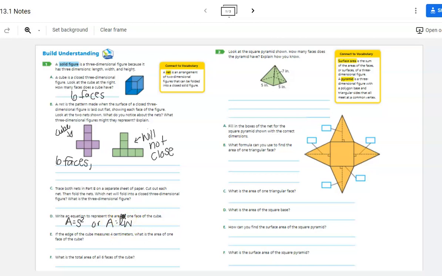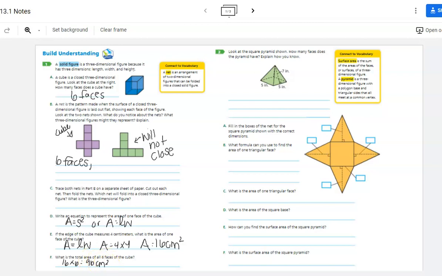If the edge of the cube measures 4 centimeters, what is the area of the face of the cube? So our formula, if you wanted to use the length times width, if one side is 4, the other is 4. So A equals 4 times 4, which is 16 centimeters squared. What is the total area? So there's 6 sides. So I'm going to take 16 and multiply it by 6. 16 times 6 equals 96 centimeters squared.